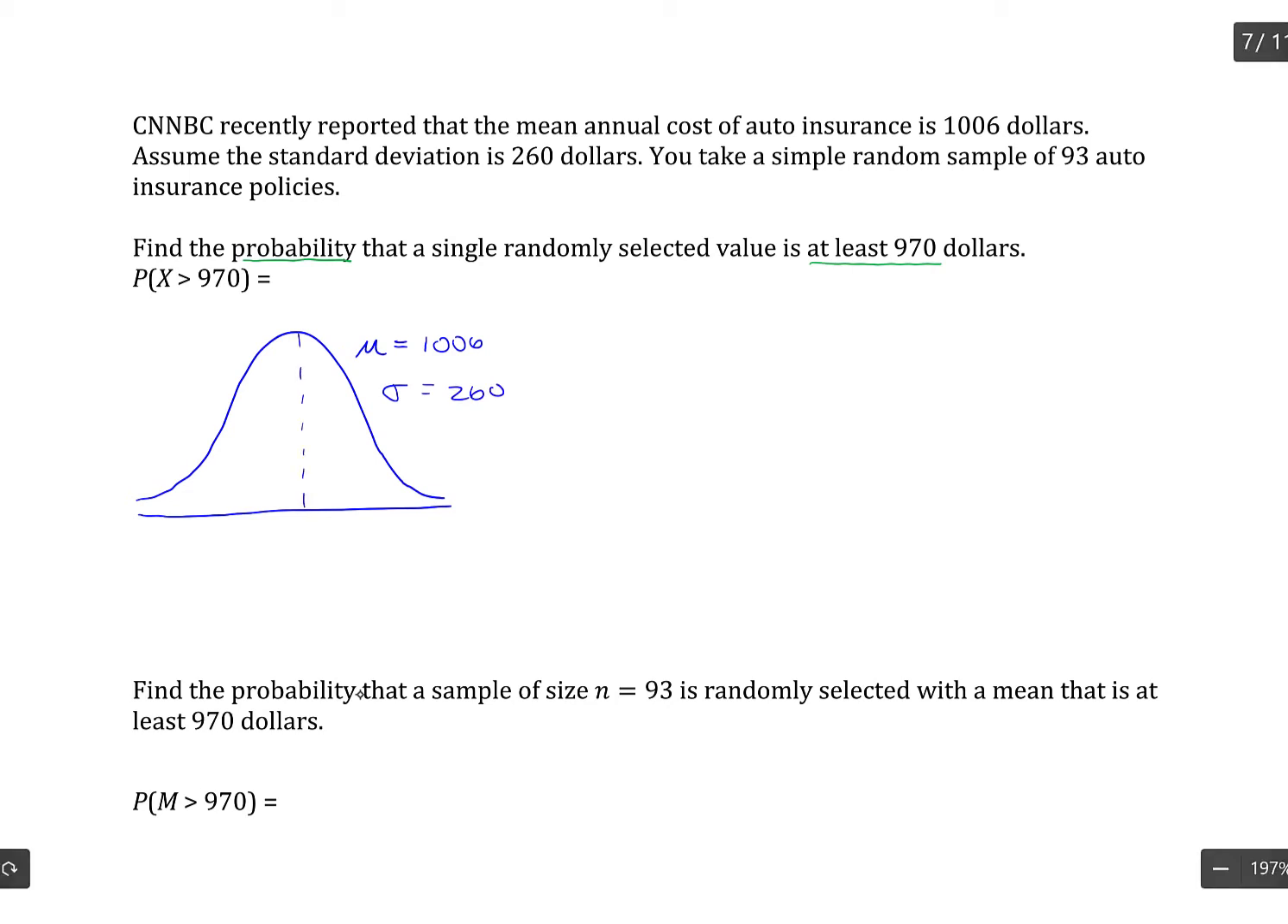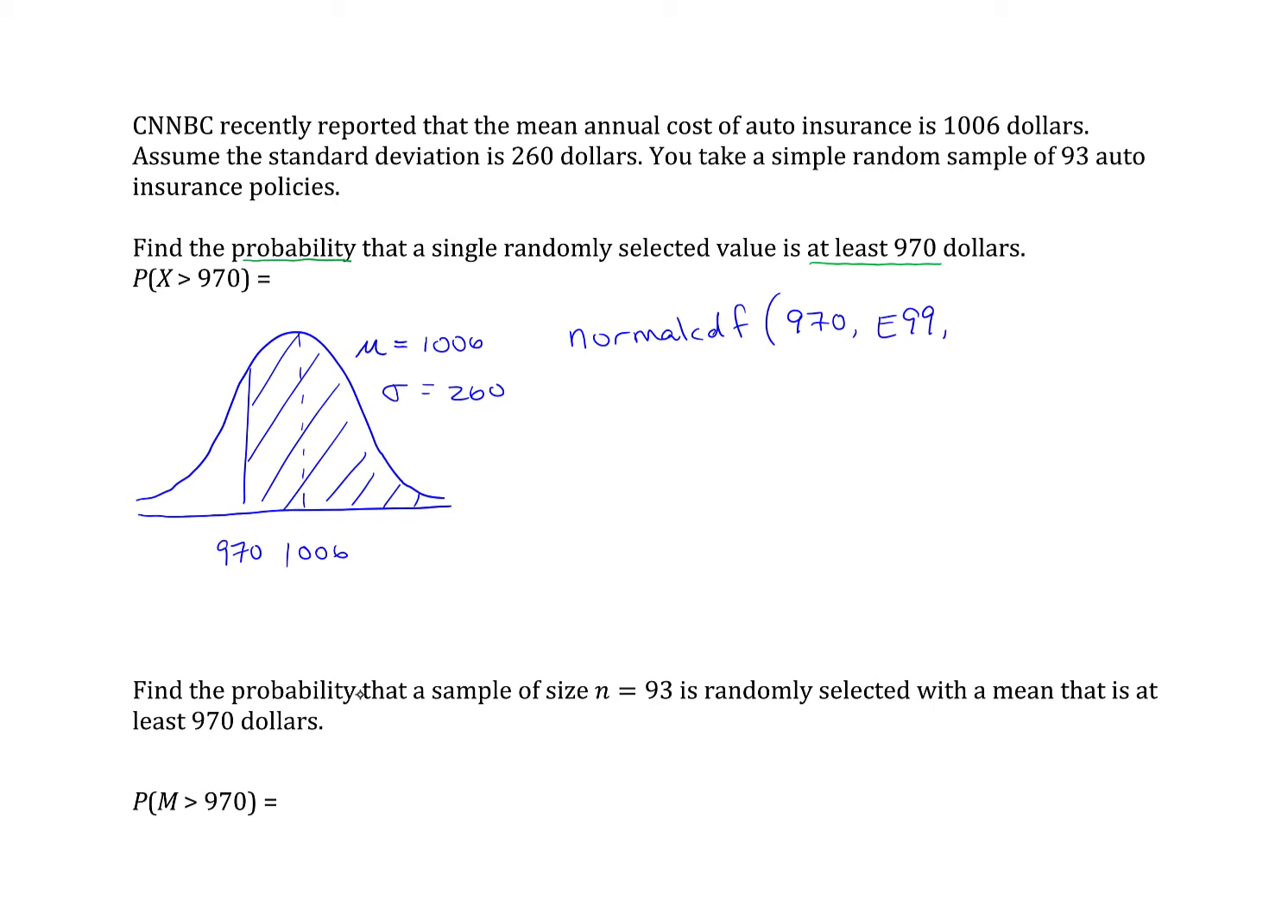Now, the mean is located right in the center. Then we have 970 here. Then this is shaded to the right. So we would find this probability by using normalcdf. It takes 4 inputs: the lower bound of our shaded region, the upper bound of our shaded region, which, since infinity is not a key, is just E99, meaning 1 times 10 to the 99th power. Then I give it the mean and the standard deviation.